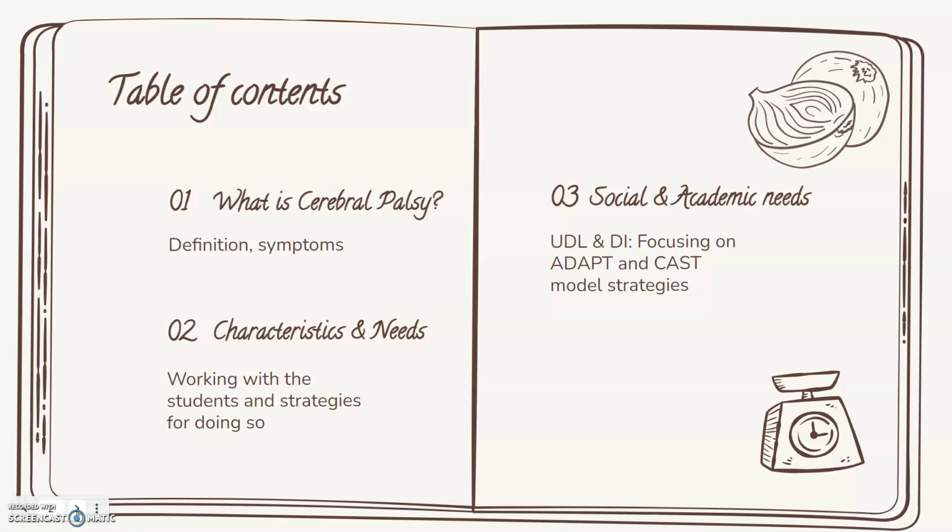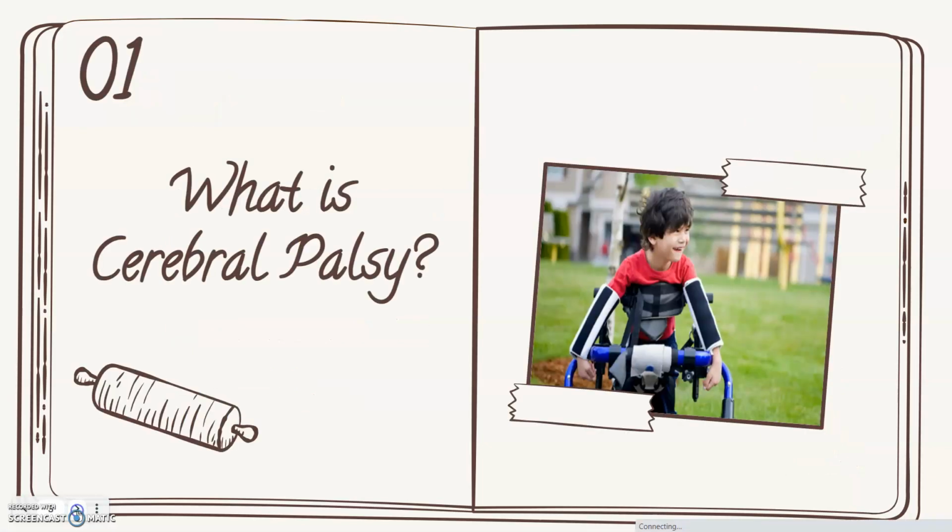The second is about characteristic needs and what working with students with cerebral palsy, or CP, may look like in your classroom, and some strategies for doing so. And finally, looking at social and academic needs through avenues that support universal design for learning and differentiated instructional practices. So, what is CP?